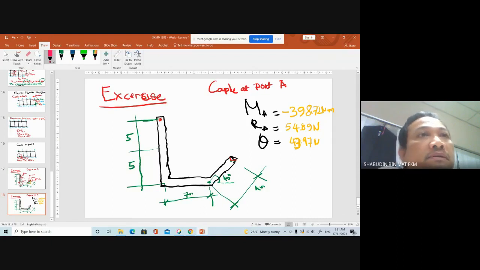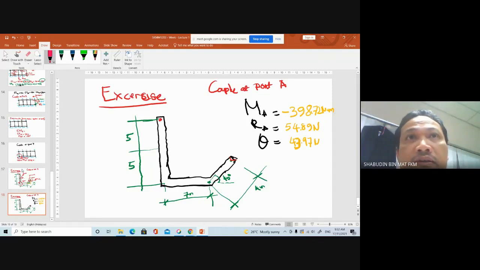Remember, a couple may be asked in test 2. Test 1 is simply resultant 2D. Question 2 is equilibrium 2D. Then question 3 is 3D, resultant or equilibrium. Couple will come out in test 3.